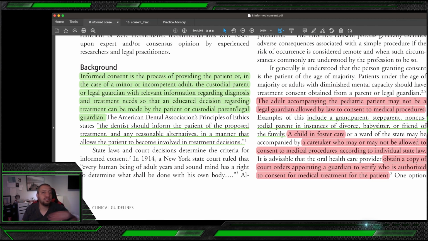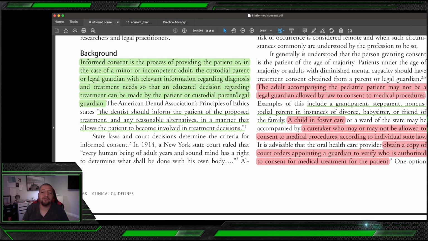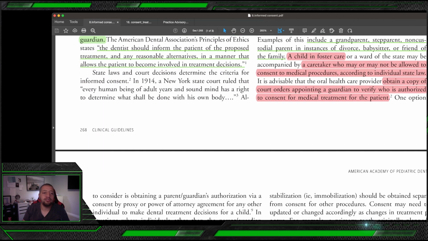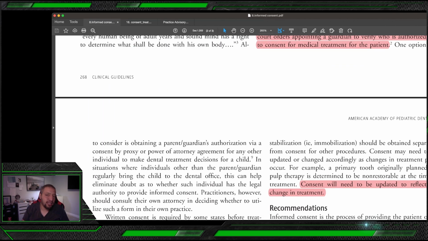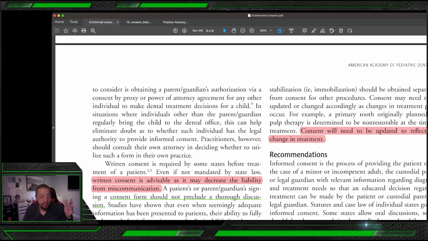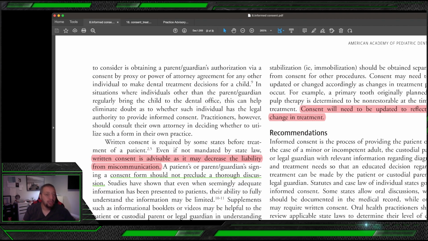So the consent is not unconditional. The consent is for a specific treatment plan. If the treatment plan is to be changed, you need to regain consent from the patient's guardian, which is the parents or the legal guardian. And for the legal guardian, as we mentioned here, you should have the paper from the court saying this person is a legal guardian for this child.